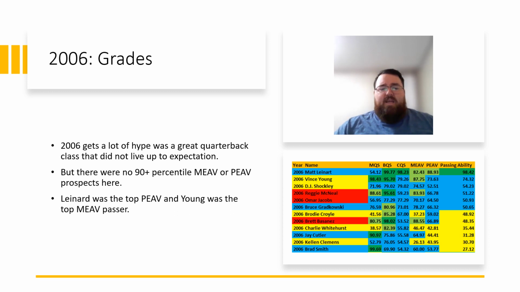The top PEAV guy was Leinart, and the top MEAV guy was Vince Young. But as you can clearly see, their data was okay. I can definitely see the ability Leinart had. There were a lot of question marks with him, but he definitely was not a 90 plus percentile passer based on the data.